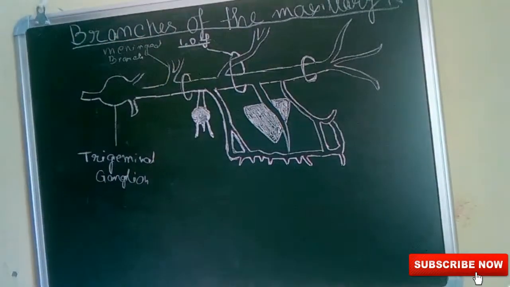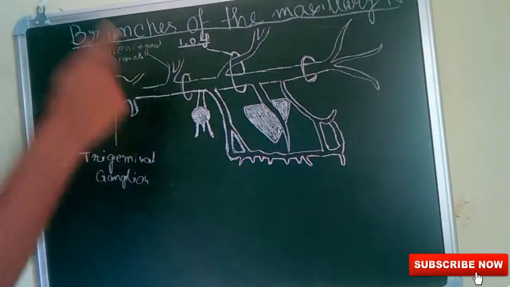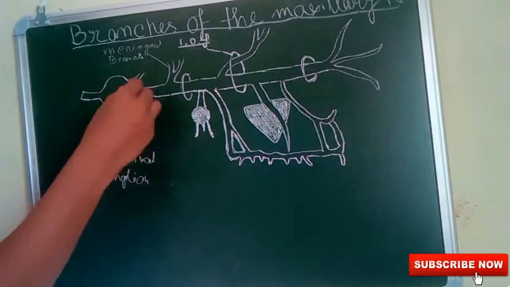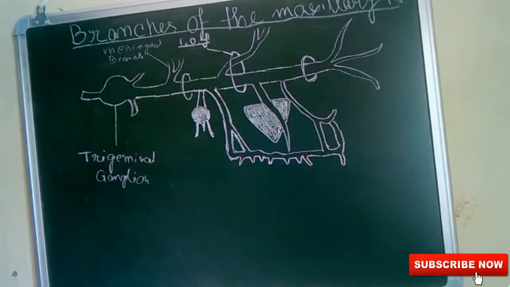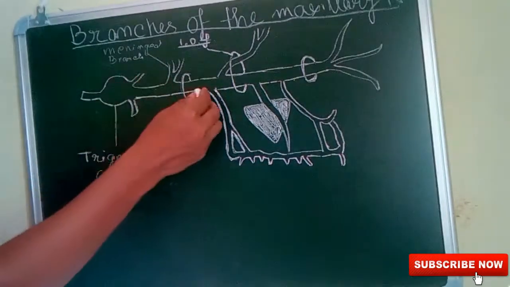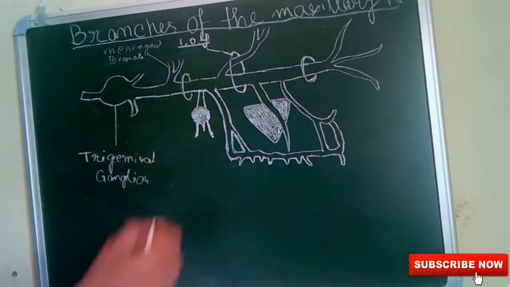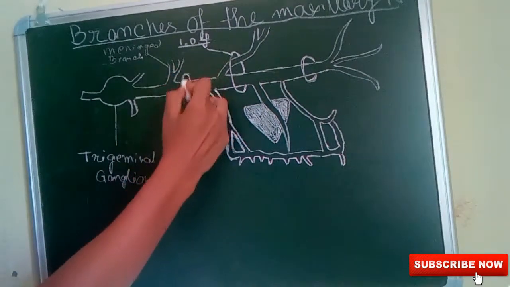It gives the meningeal branch, which supplies the dura mater of the middle cranial fossa. Then it goes in the middle cranial fossa. Now in the pterygopalatine fossa: in the pterygopalatine fossa, it gives the ganglionic branch.